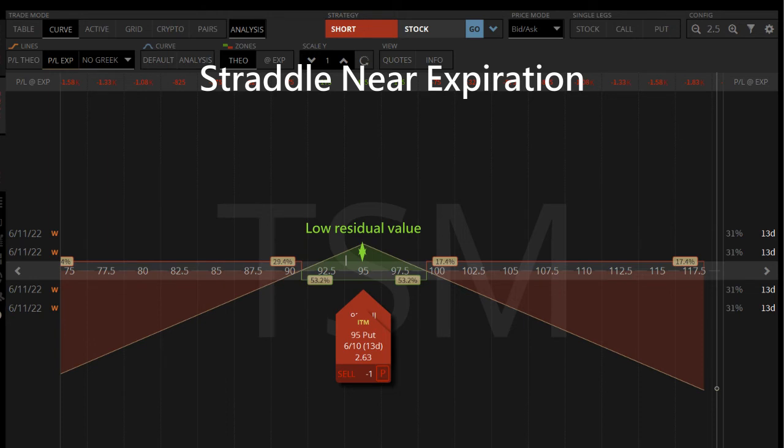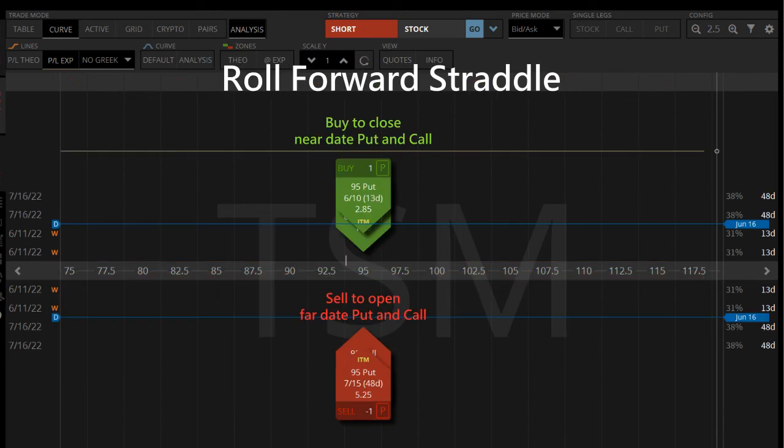We can see a TSM straddle near expiration is running out of value. If we believe the stock price can revert back within the profitable range, we can roll the straddle forward to a later expiration and use the extra premium to offset previous losses. Buy to close the current put and call options and sell to open future put and call options.